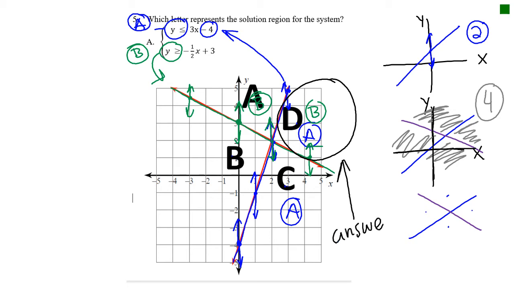Your answer is always going to be where they have both letters, okay? Common sense, we're talking about two lines, so it has to have both letters. If we're talking about three lines, it has to have three letters, okay? So hopefully this makes sense.